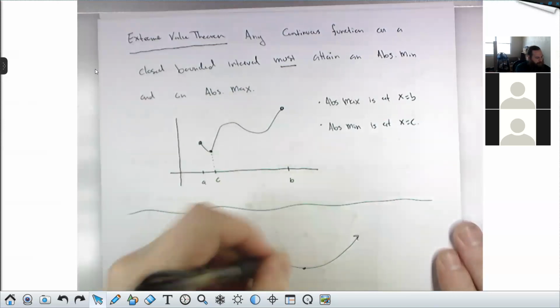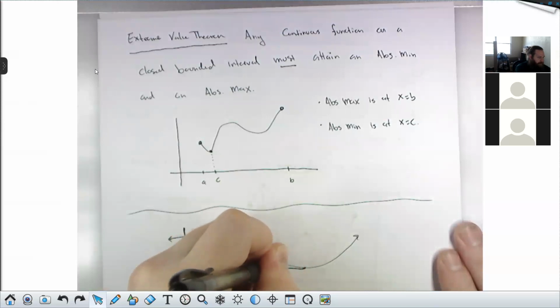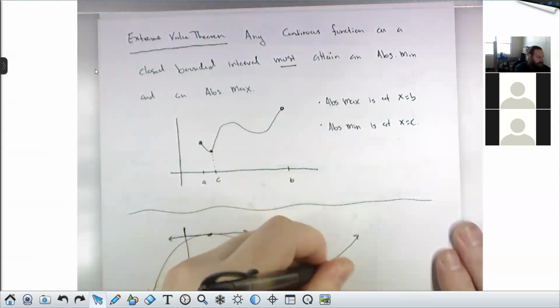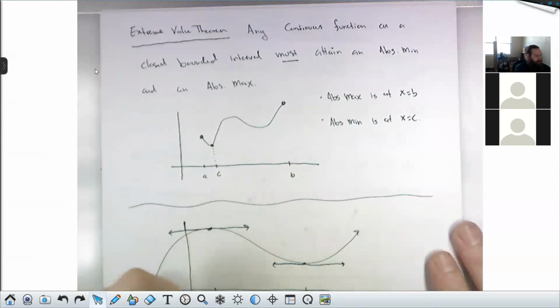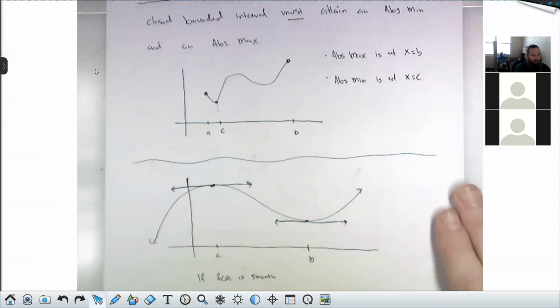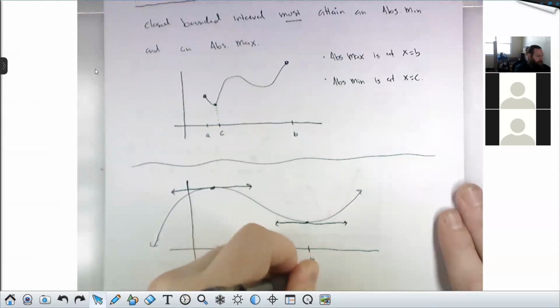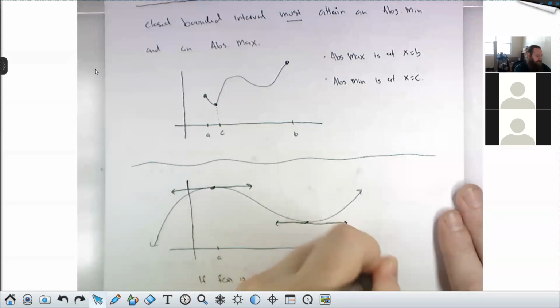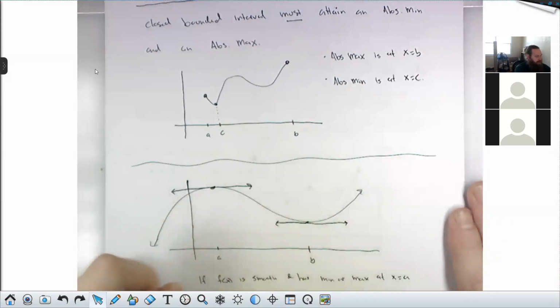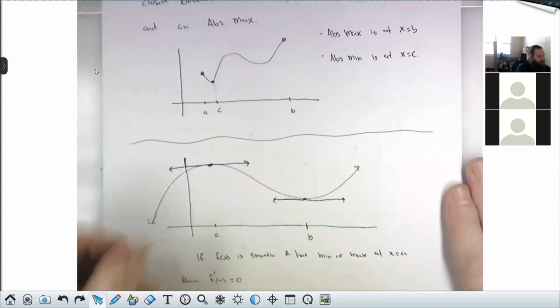And the proof, because we have to work sort of directly with the definition of the derivative, is a little bit hard to follow. But Fermat's theorem just says if f is smooth and has a min or max at x equals a, then f prime of a must be 0. That's what Fermat says.